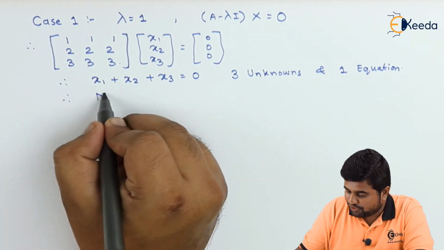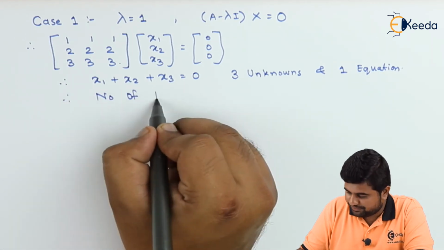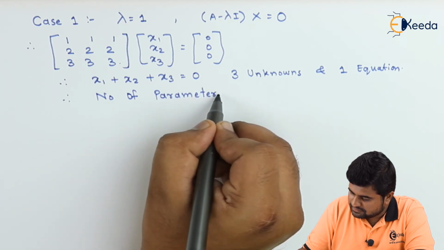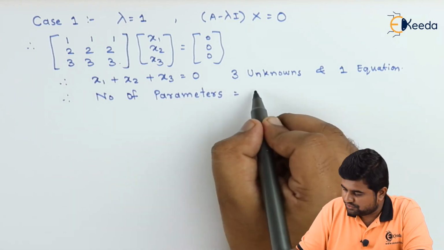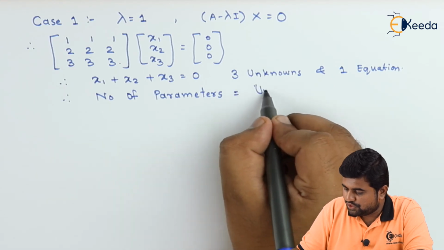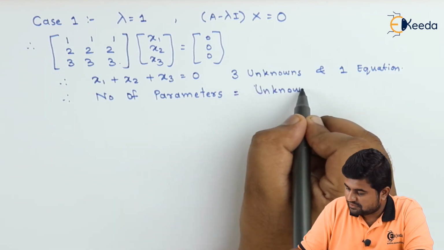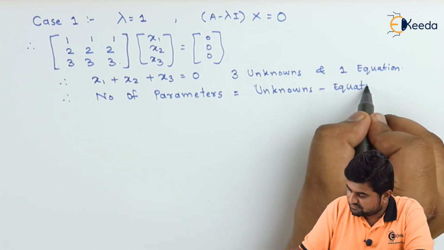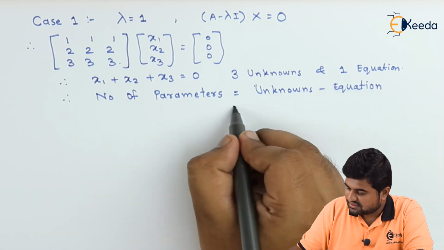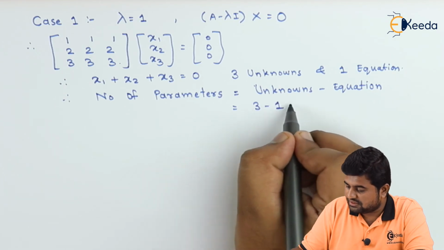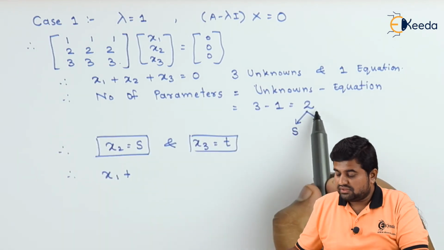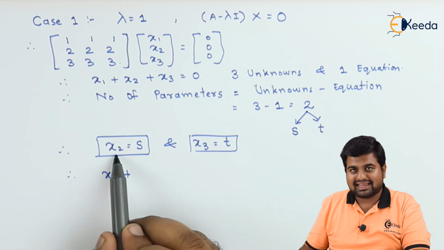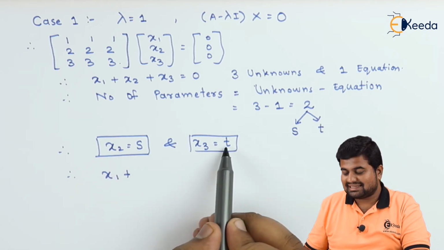Therefore, the number of parameters we need to put is equal to unknowns minus equations, which is 3 minus 1, equal to 2. So there are two parameters, s and t. Let us consider x2 as s and x3 as t.